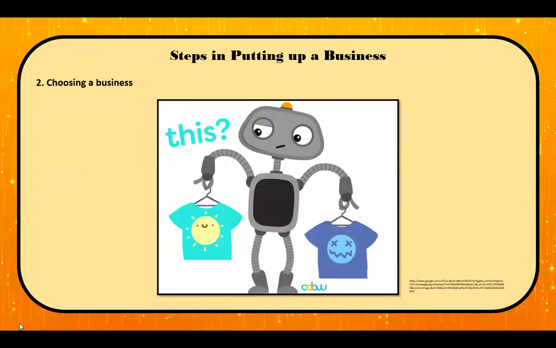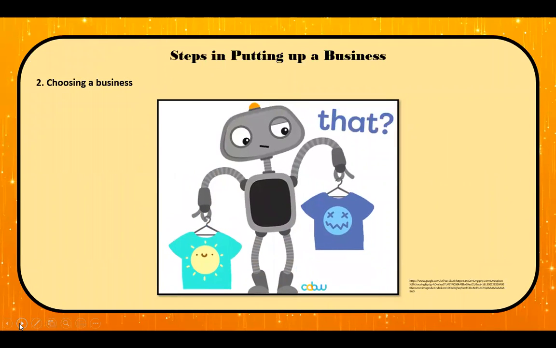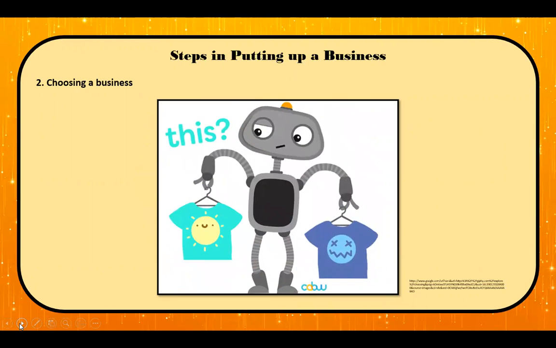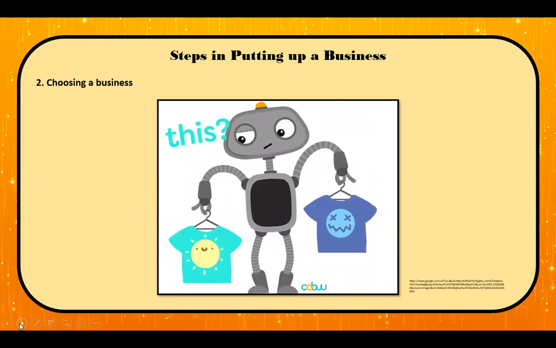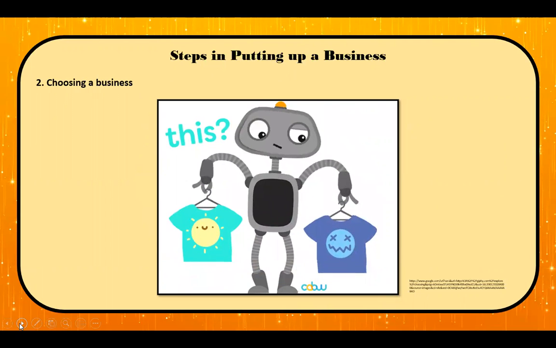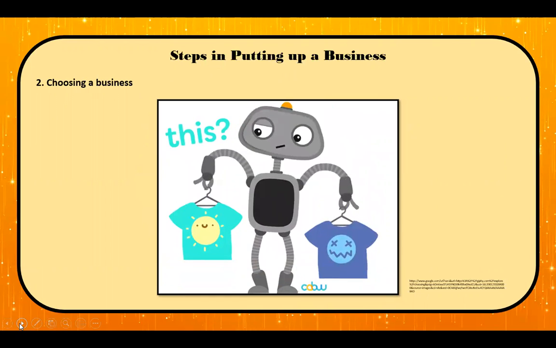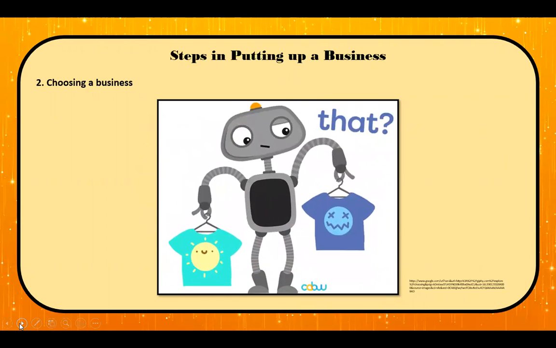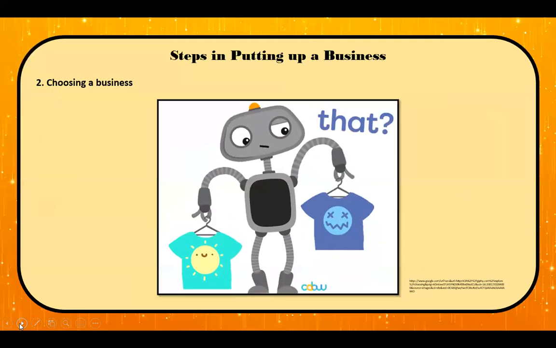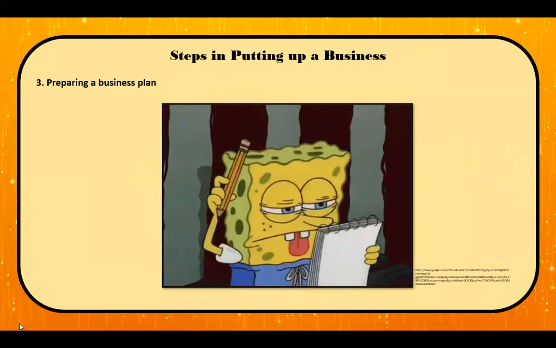Next, choosing a business. In the previous step, you have identified your talents and skills. That's your personal analysis. At this point, you can now identify the products or service that will suit your talents and skills. If you are good in computer skills, then your business should be in line with computers. If you are a good cook, or you love food, then you must engage in food businesses.